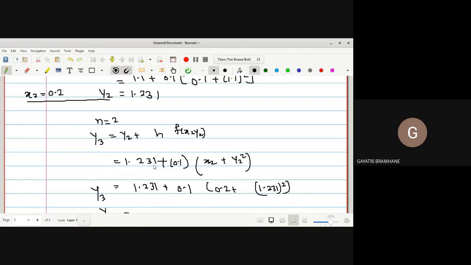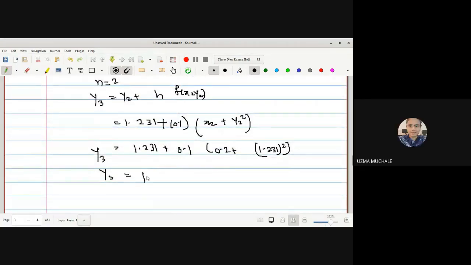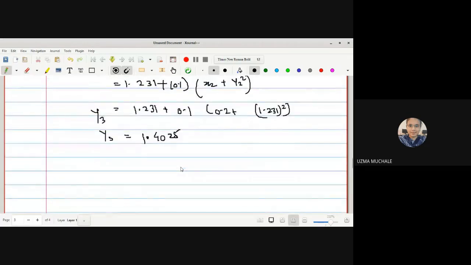Y3 is 1.4025. Okay, y3 is 1.4025. Let us proceed because we have to find out the answer up to x4 equal to 0.4. Here we get the value of y3 for x3 equal to 0.3. Similarly, calculate for x4 and tell me what is the value of y4 for x4 equal to 0.4.